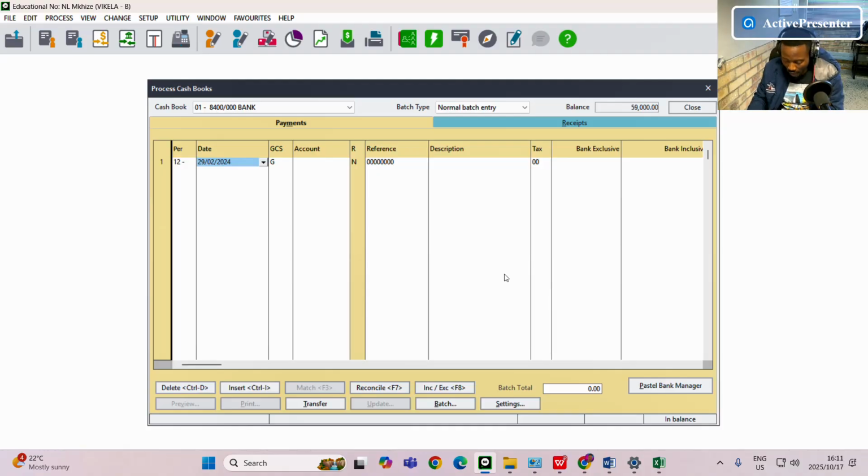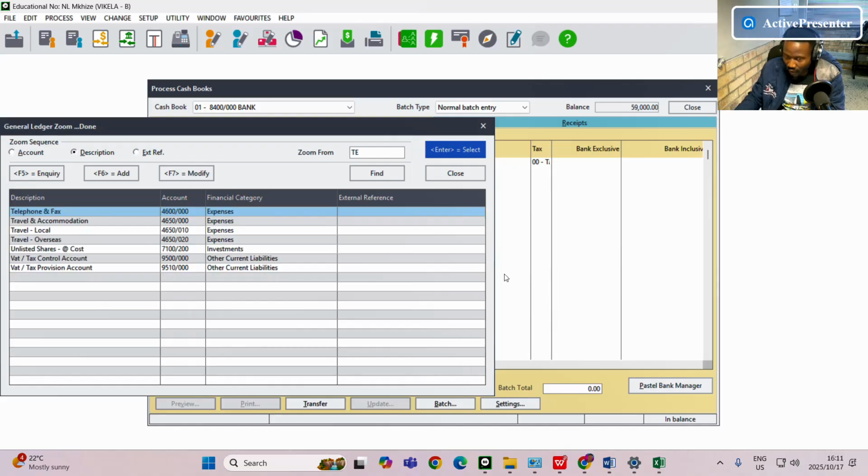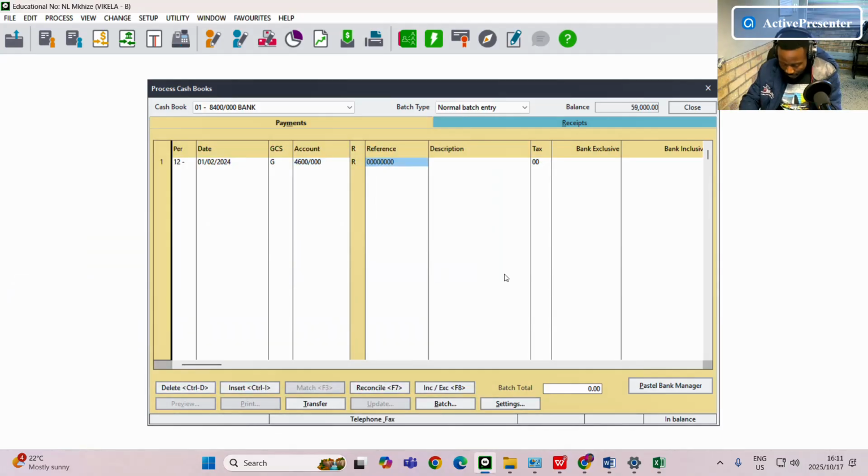So my screen will be on the actual CPJ. The first item says bank transfer 201. I think that's the reference. It's Vodacom, for telephone. The date is the first. So it's one, enter, enter, enter. I'm just going to type Tele, yes, telephone and fax. The reference is 201, enter. And then the description: I'm going to put the payee first, which is Vodacom, and then it's telephone.